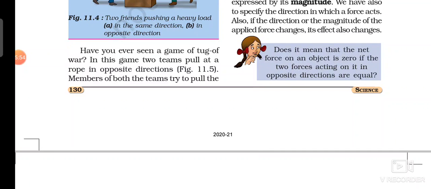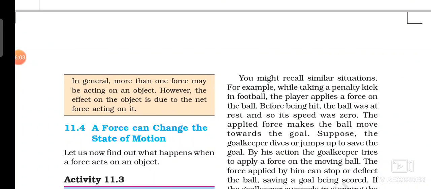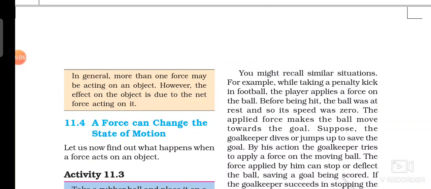पर एक टीम ने ज़्यादा फोर्स अप्लाई किया है और एक ने कम किया है, देन द मूवमेंट ऑफ रोप विल बी डिफरेंस ऑफ देयर फोर्सेस. राइट, सो द नेट फोर्स is defined by the direction of force. फोर्स कौन सी दिशा में अप्लाई किया गया है उसके ऊपर नेट फोर्स डिपेंड करता है. If it is in the same direction, then sum of forces is used. If it is in the opposite direction, then difference of force is counted. उतना मूवमेंट उस ऑब्जेक्ट का होगा.